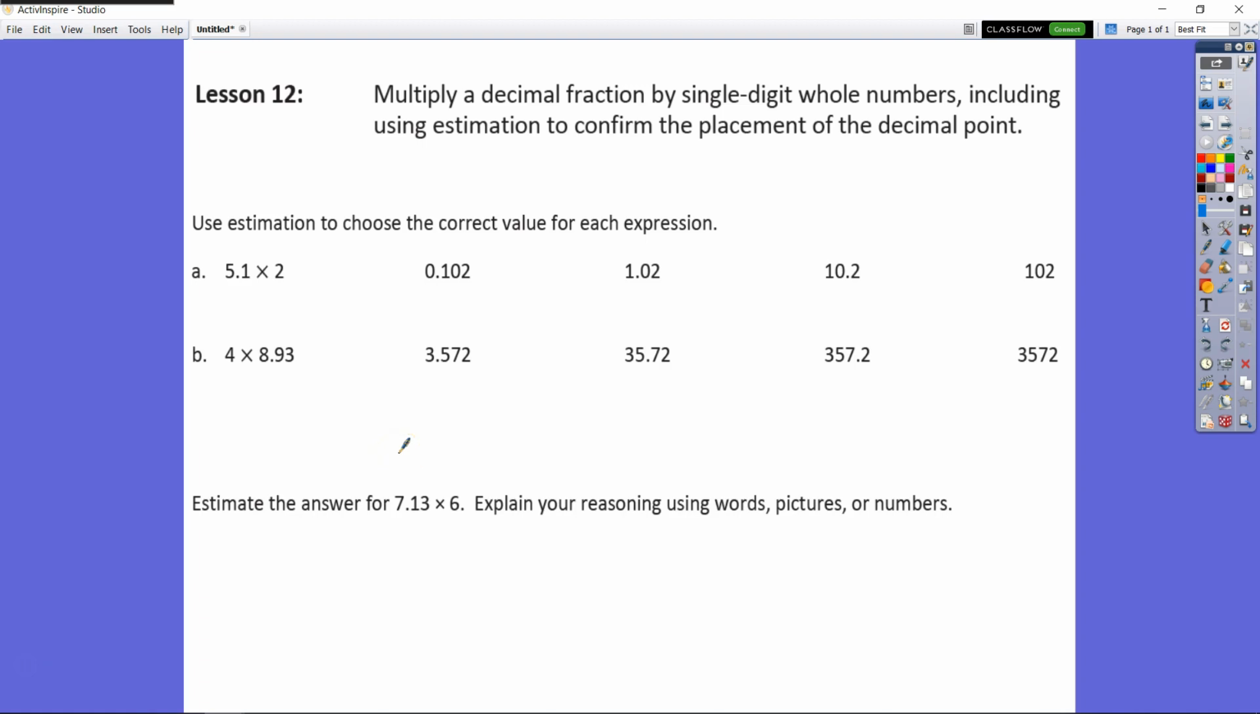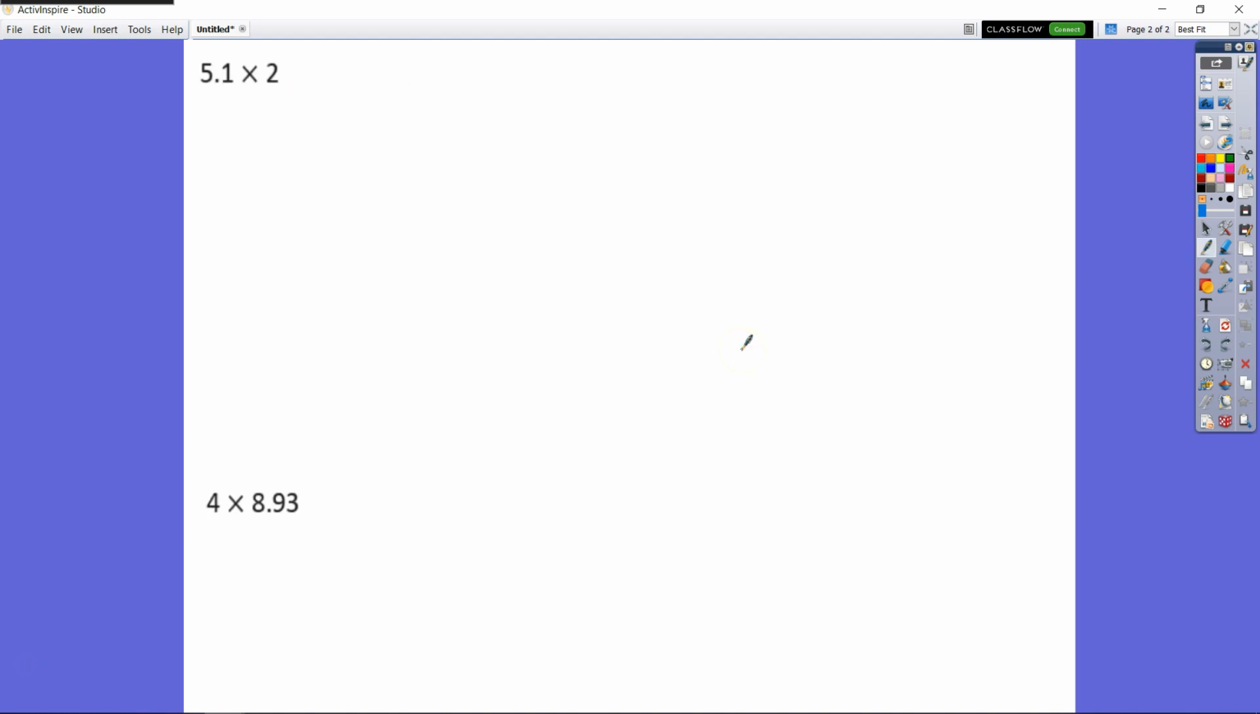All right, so lesson 12, we are multiplying decimal fractions by single-digit whole numbers, including using estimation to confirm the placement of the decimal point. So when we are using estimation to determine the placement of the decimal point, you're going to have to use your unit form. So let's take a look at A. In A, we had 5 and 1/10 times 2. Well, we know that in unit form, 5 and 1/10 could be written out as 51 tenths.